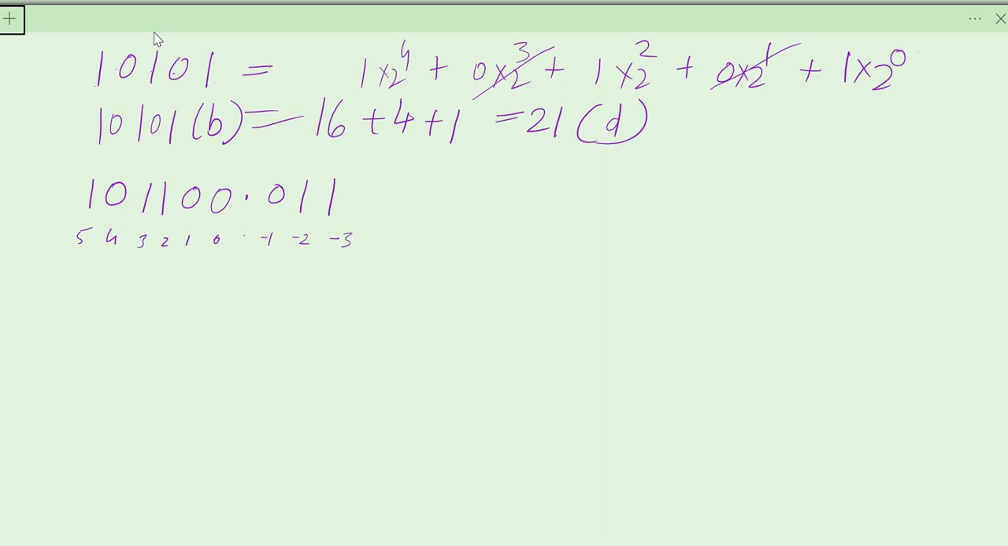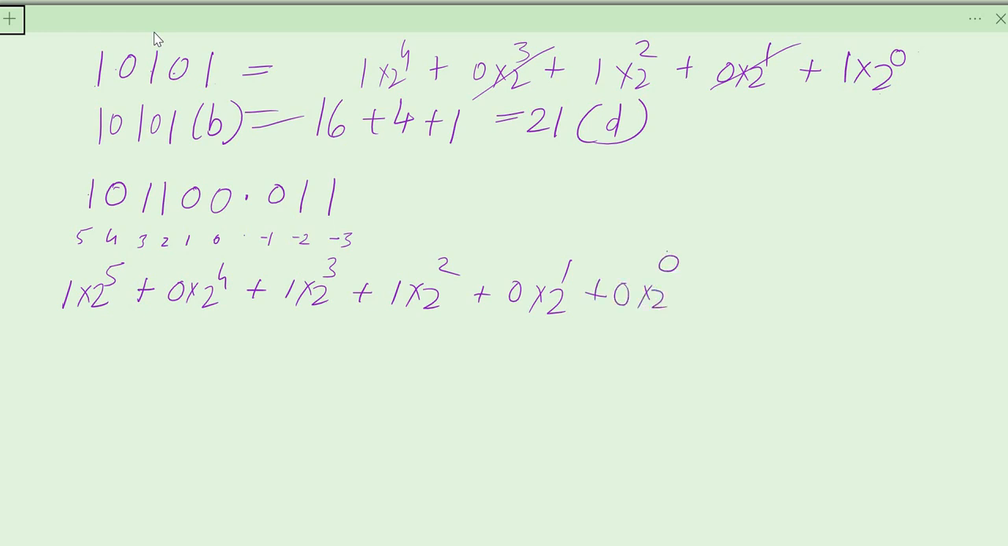Now expand this. 1 into 2 raised to 5 plus 0 into 2 raised to 4 plus 1 into 2 raised to 3 plus 1 into 2 raised to 2 plus 0 into 2 raised to 1 plus 0 into 2 raised to 0 plus 0 into 2 raised to minus 1 plus 1 into 2 raised to minus 2 plus one more 1 into 2 raised to minus 3. This is the expansion. Now wherever 0 terms are there, just delete the 0 terms. Only one term remains in each case.